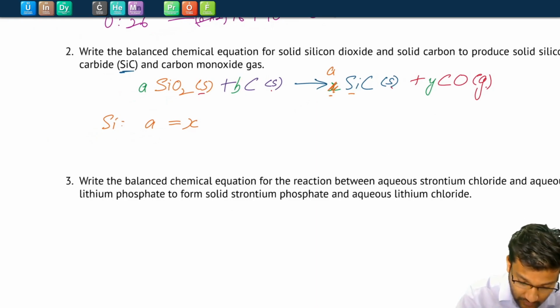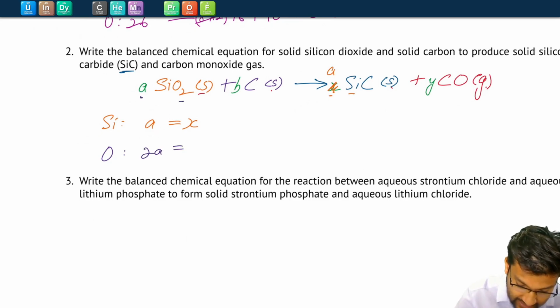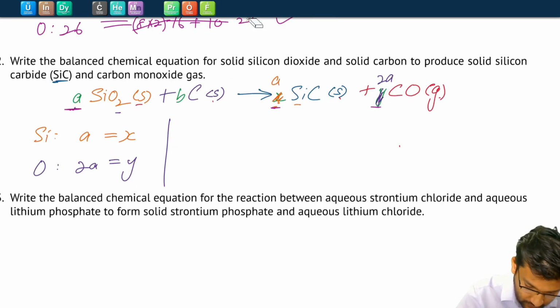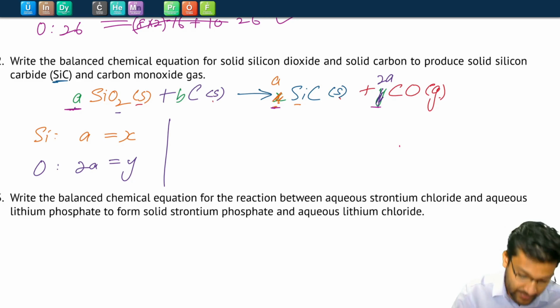Okay, let's pick a different one. Let's pick oxygen now. On the left-hand side, there's A times 2 oxygen, or 2A. On the right-hand side, there's Y oxygen, so we just put Y. So that means that Y is equal to 2A, so we just take the Y here and replace it with 2A.